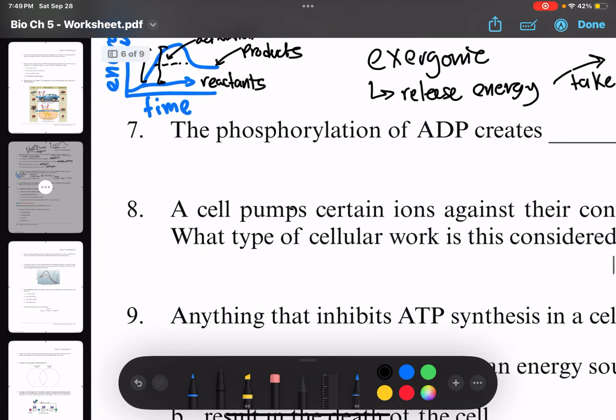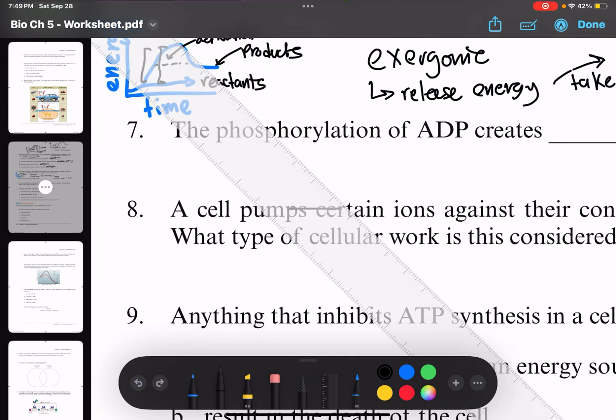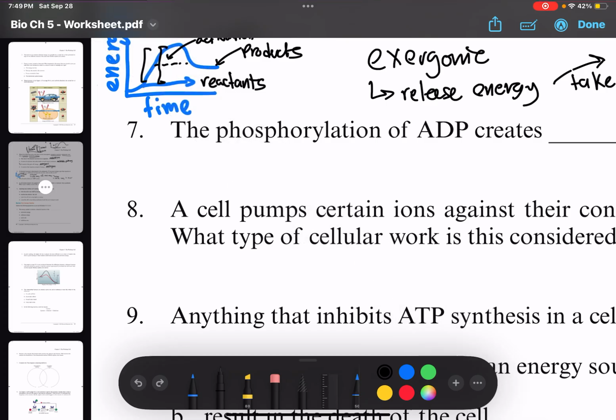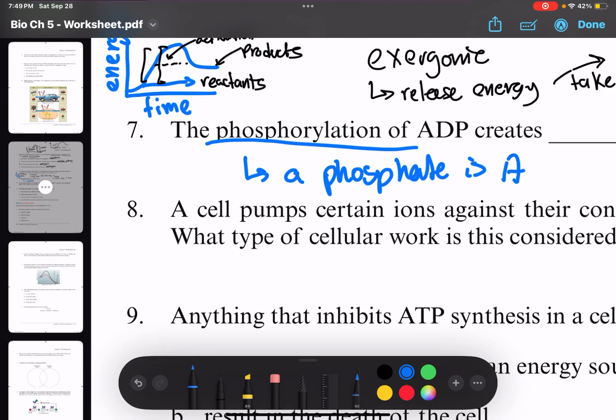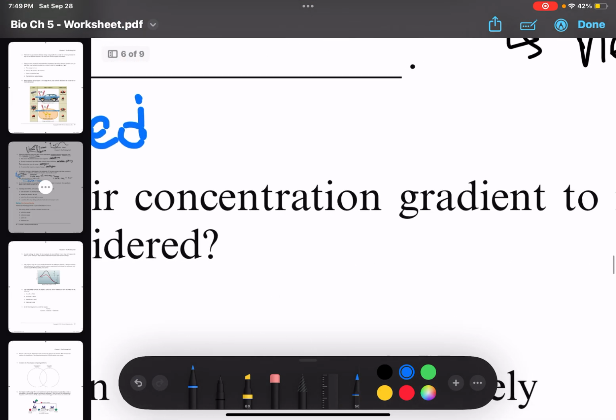Phosphorylation, this is a very key word. Phosphorylation. I want you all to know that. Phosphorylation of ADP creates blank. What does phosphorylation mean? It means a phosphate is added.